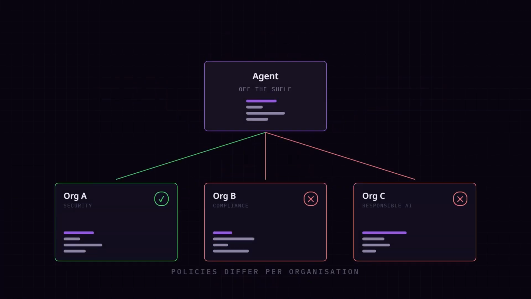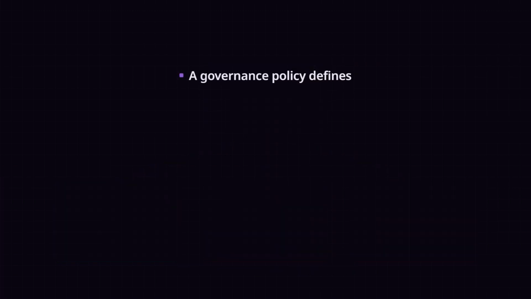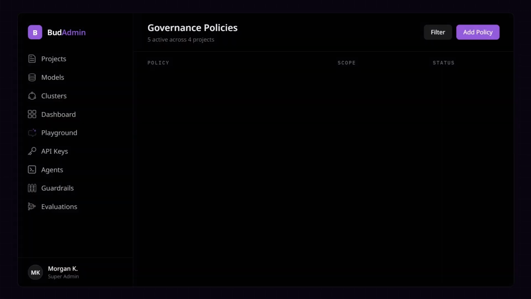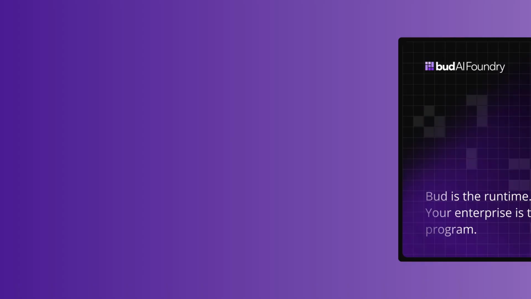An off-the-shelf agent or agentic application may not necessarily follow the specific security, compliance, or responsible AI policies that your organization requires. That's where governance policies come in. They allow you to define what an agent is allowed to do, what it should check, and what should happen when a particular condition is detected. Let's see how this works in Bud AI Foundry.